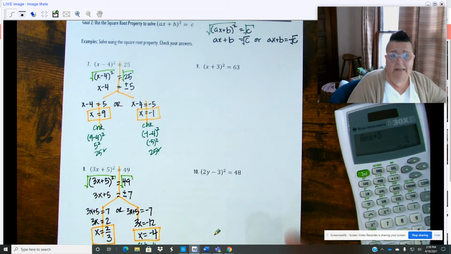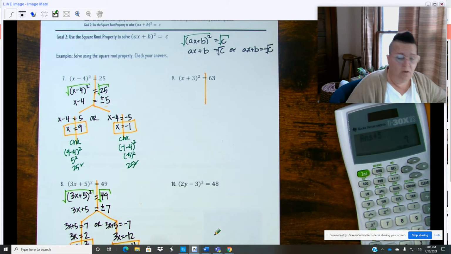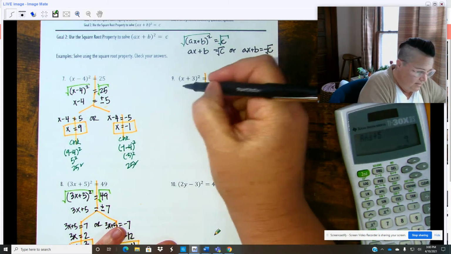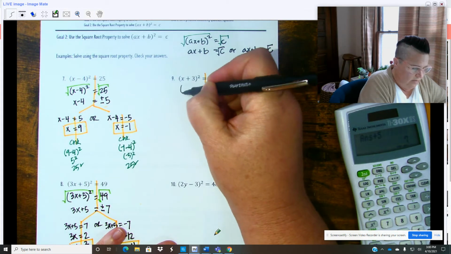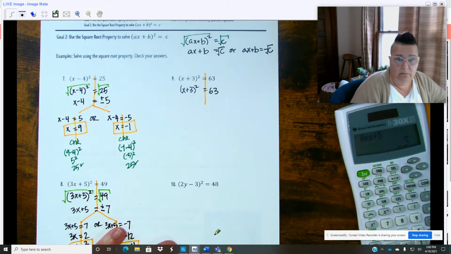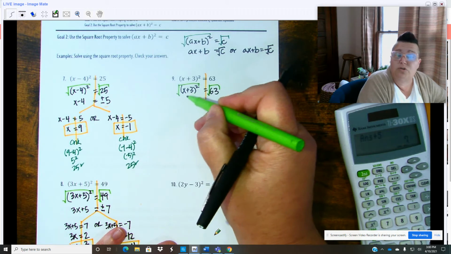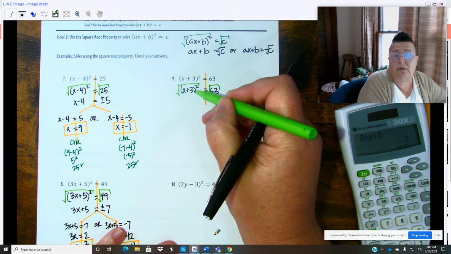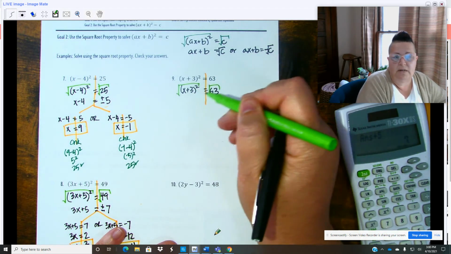Let's look at problem number 9. Problem number 9, same idea. Again, I'm probably writing out more work than some of you will. That's perfectly fine. So this is going to be x plus 3 squared is equal to 63. I'm going to take the square root on both sides. Once again, I can go straight to the square root because there is nothing else on this side except this squared binomial. If it was like a plus 7 or something, I'd have to move stuff around. But this is just a straight up squared binomial.